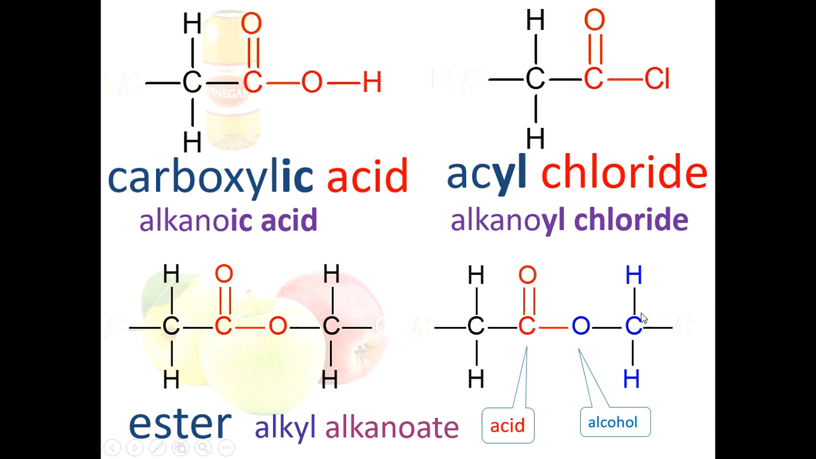So whenever you see this sort of linkage, try and break it down over there and think this part all comes from the alcohol, this part all comes from the carboxylic acid. So when I name it, the alcohol part is the alkyl part, so methyl, and the alkanoate comes from the acid part, which would be this bit over here, ethanoate.